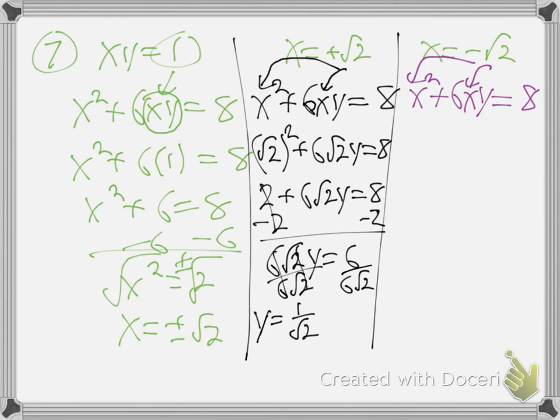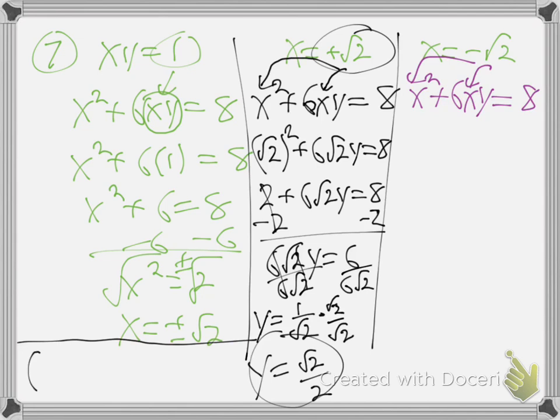And we can't leave a root in the bottom, so multiply top and bottom by root 2. And we get root 2 over 2. So x equals root 2 goes with y equals root 2 over 2. That's one answer. I'll start listing the answers over here. So one of the answers is root 2 for x and root 2 over 2 for y, comma. And now I need to get the other answer over here in the purple. Good so far?